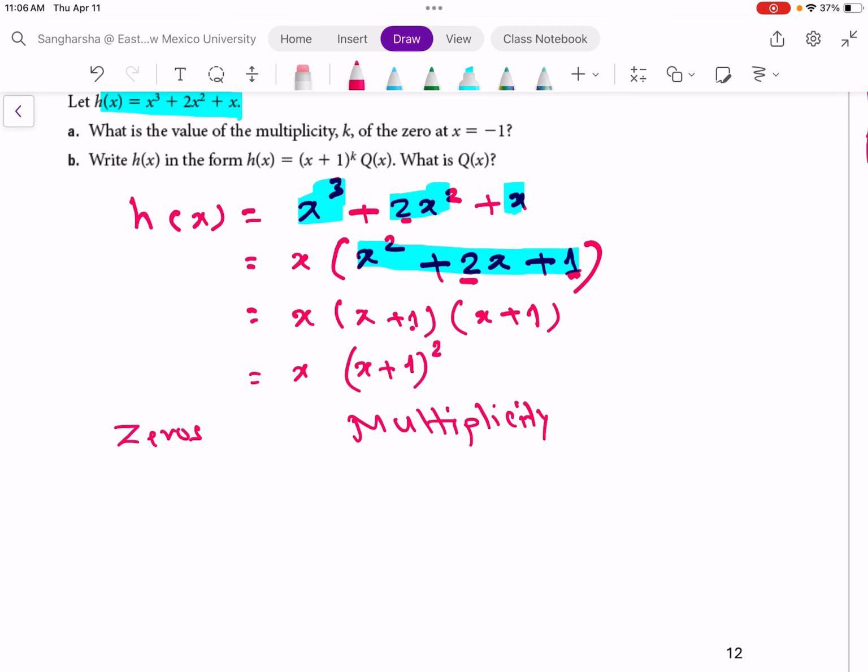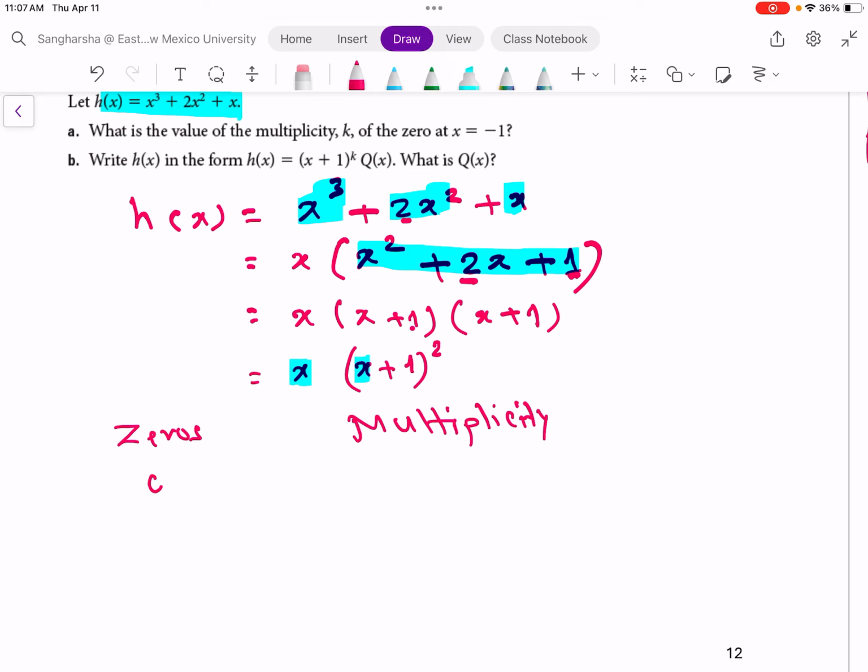Now what does it mean by finding a 0 of this function? We want to know x such that our output is 0. For what x value is this expression 0? Here, 0 and negative 1. If you choose 0 for x, you have 0 times (0 plus 1) squared. 0 times any number is 0. So 0 is one real 0.